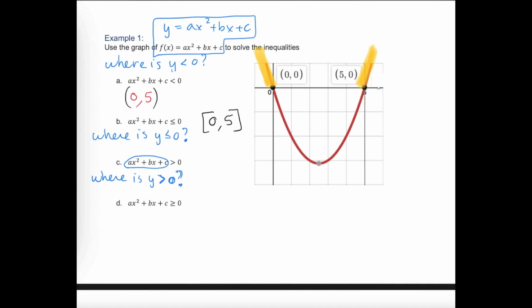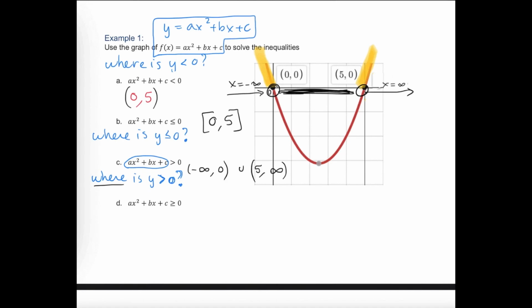So where is that happening? Well, that's happening at x values that start way out here at negative infinity and go to x values out here, but then again we're skipping this center area. So it's going to be starting from x is equal to negative infinity to x is equal to 0. We skip over this center area, we pick up at 5, and then the x values go all the way out to positive infinity. Now, because we're strictly greater than but not equal to, we're not going to include these endpoints because the endpoints are where the y value is equal to 0.